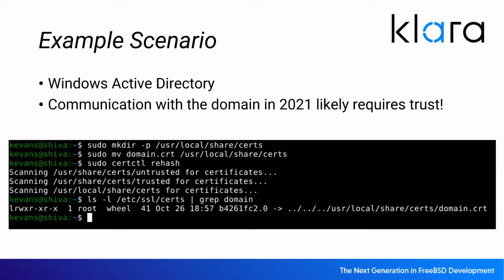So here you can see we first create the local directory where this goes, which is something that in the future could be improved with a certctl command. We simply move the cert into the new directory and rehash. And then as you can see here, it lists the contents of the SSL store, and we have a symlink back to the cert that we just added. So that going forward, an LDAP search against the domain will actually work, rather than complaining about not being able to verify the certificate presented.